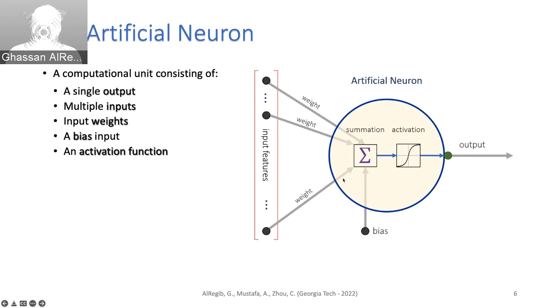We have a neuron. We have input features on the left-hand side. We weigh every one of these features, so we have a weight multiplied by each one of these features. These weights are not the same weights. Each feature will be multiplied by a different weight. It depends on the learning dynamics. And then we sum, we add the bias, and then we have the activations.